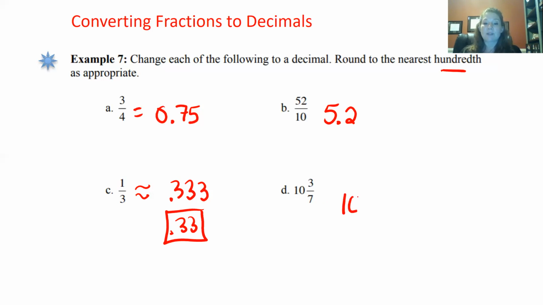All right, finally, letter D, 10 and 3/7. So 10 is a whole number, it's going to stay a whole number, 10 point something. All we got to do is divide 3 by 7. And in my calculator, I have 0.4285... Rounding to the nearest hundredths, the 2 is in the hundredths place. So that 8 tells me my 2 rounds up. And so it's equivalent to about, that's why you got those little symbols, it's about 10 and 43 hundredths, 10.43.